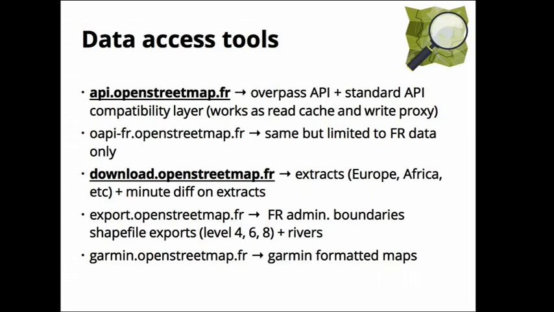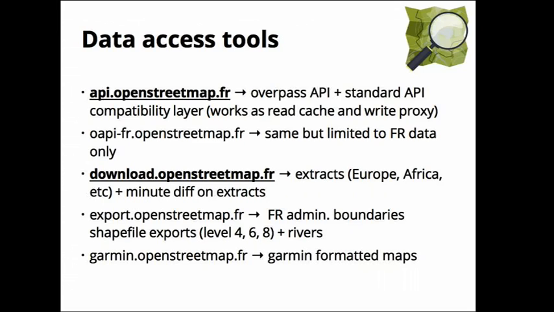We have the same, but limited to France data. So this is useful when you use the Overpass part. If you want all supermarkets in France, you don't have to say, okay, I want only in that area. You just query all supermarkets. You know they are only from France because we have only France data.